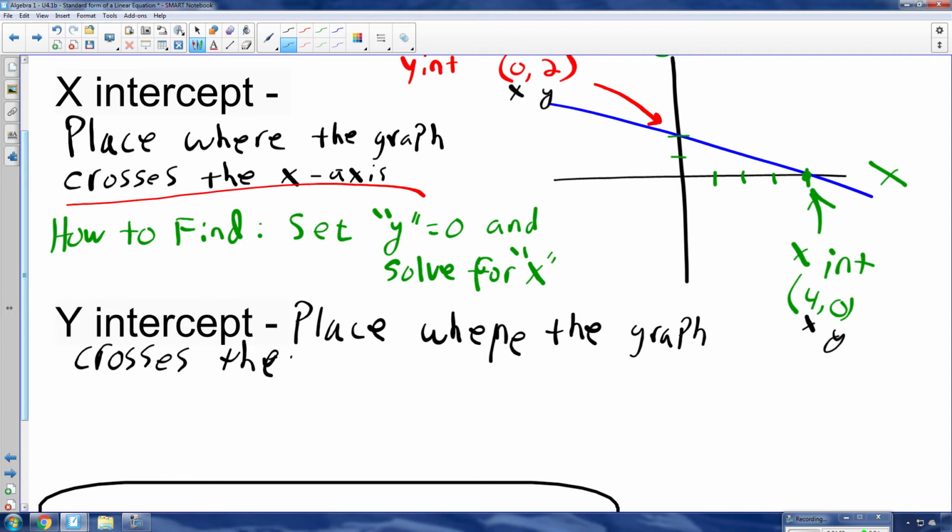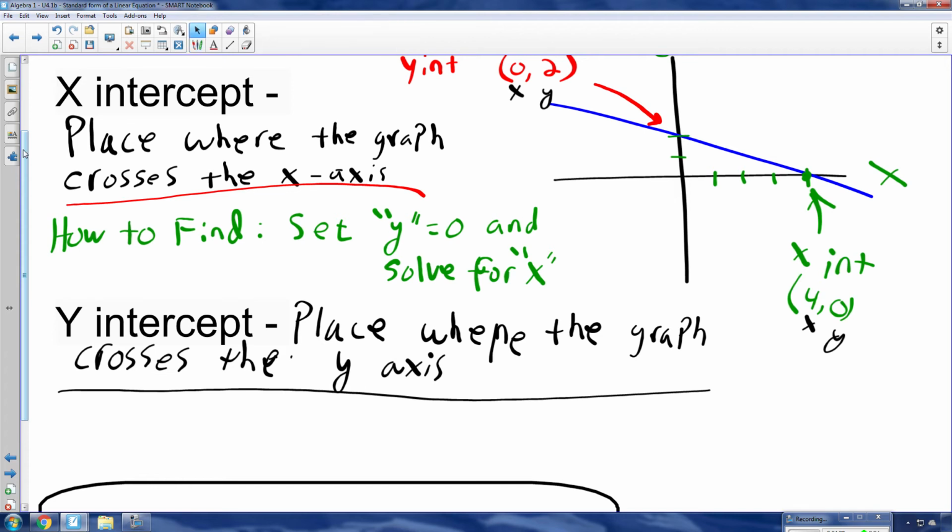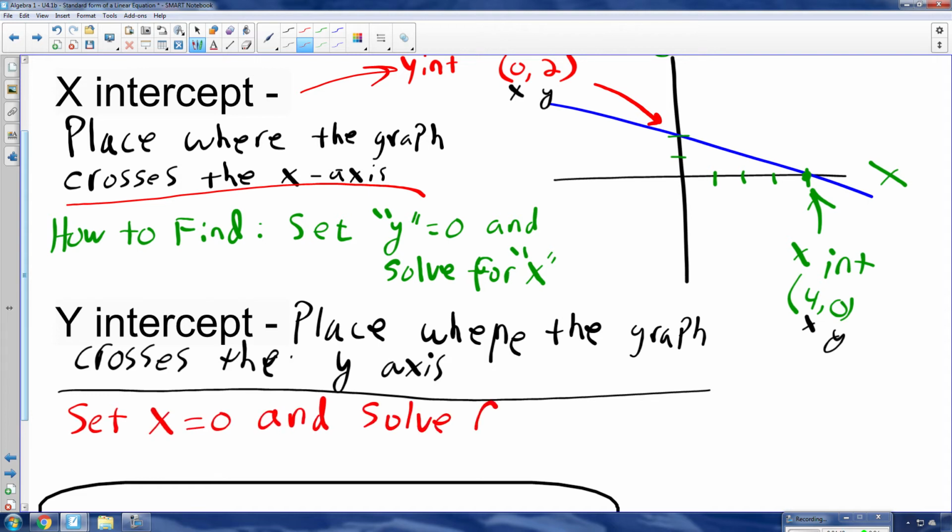Place where the graph crosses the y-axis. And if you had to come up with a rule for it, how would you find the y-intercept? Look at what we had over here. How would you find it? Go ahead. Turn x to 0. Set x equal to 0 and solve for y.